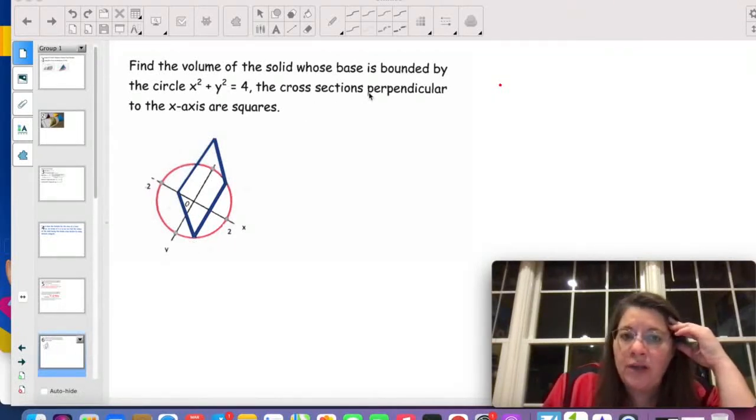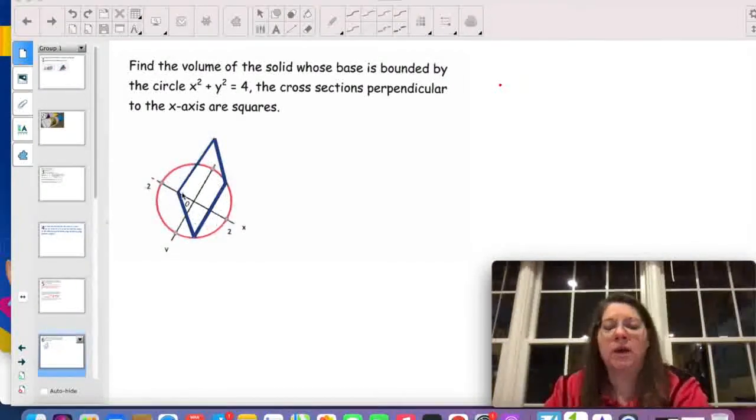And the cross sections are perpendicular to the x-axis and are squares. Okay, so if it's perpendicular to the x-axis, which you can see here, this is the x-axis, this is the y-axis, my square is perpendicular to the x-axis. And the idea is we would have a bunch of squares drawn with the length of their sides here, and if we draw a whole bunch of them, we will have the volume of what we're looking for.